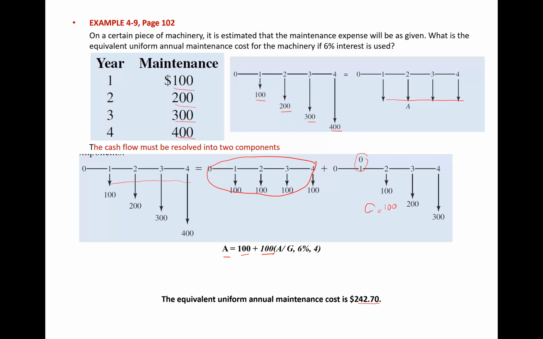So here the cash flow is transformed to uniform series plus arithmetic gradient. The uniform series is already ready, so we have just to calculate the uniform series of this gradient. We are using this factor, as you see here.